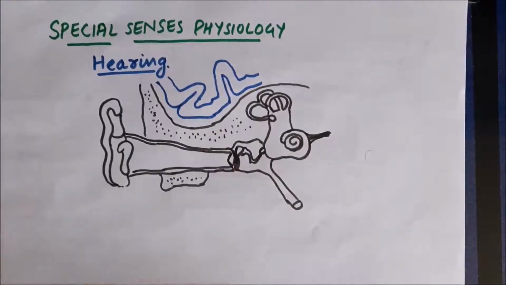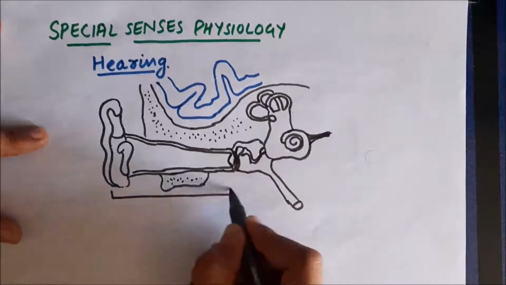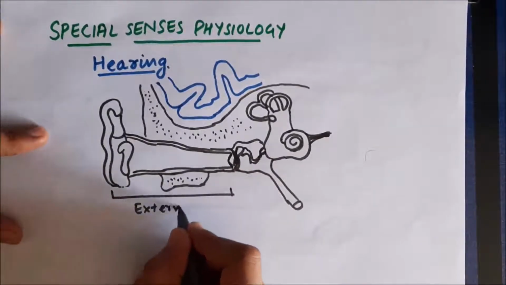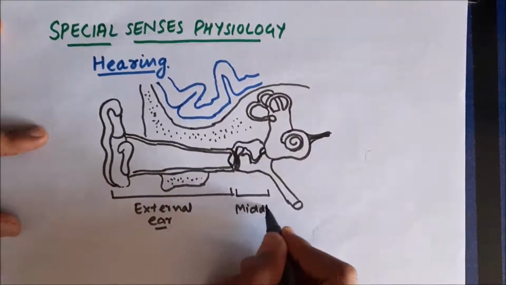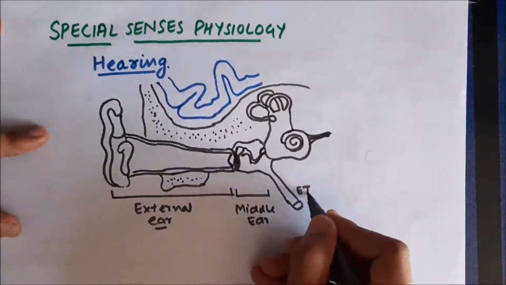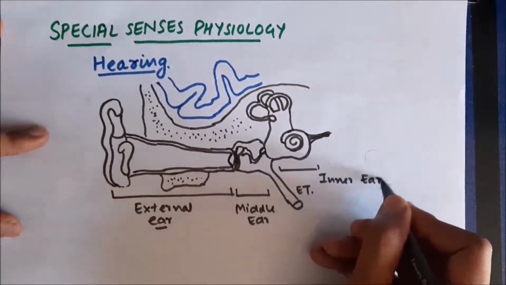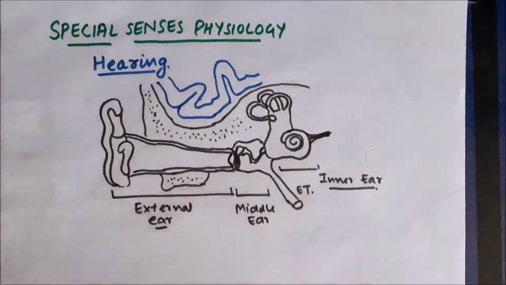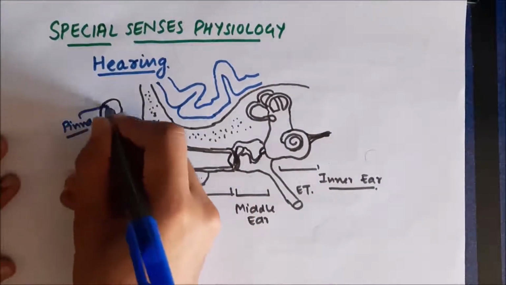So the outer part, which consists of the pinna and the external auditory canal, is called the external ear. Now after the external ear there is the middle ear. This tube-like structure is called the eustachian tube, which connects the middle ear to the pharynx, and this inner part is called the inner ear, which consists of two parts. One part is the cochlea and the other is the vestibular apparatus.